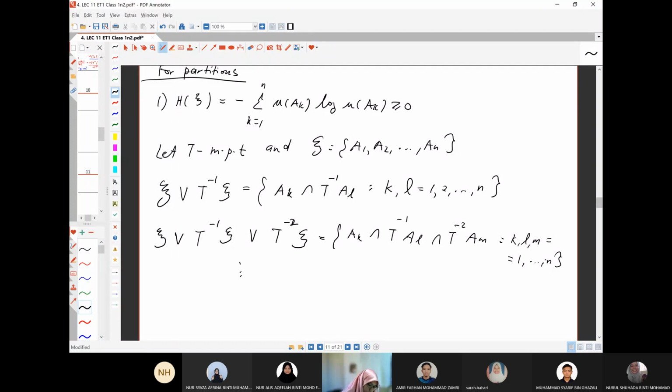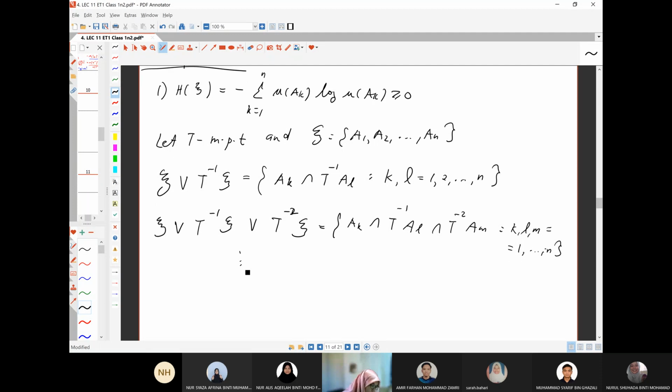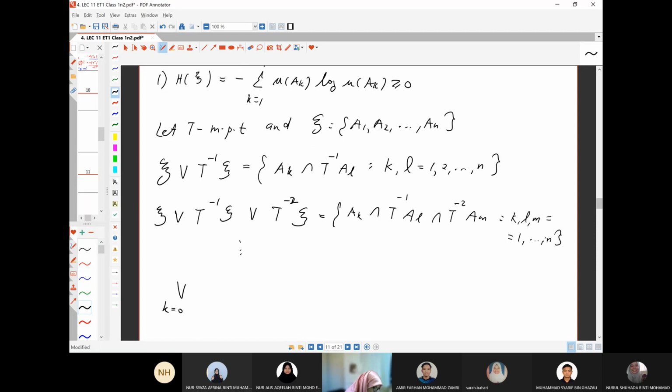So in general, there are so many partitions, right? You can have infinitely many partitions or finitely many partitions. So you can write in general form. I have the join of k from 0 until n minus 1 of the pre-images T minus k of psi. So you can write psi join with T inverse of psi, join with T minus 2 of psi, join until T of minus n minus 1 of psi.